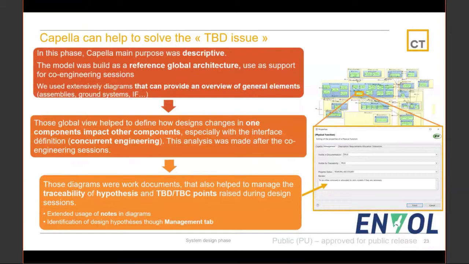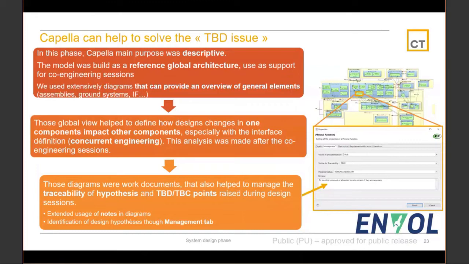The output at this phase was mainly the product breakdown structure, and there is also one asset of Capella that was very interesting for us. It's totally independent from the Arcadia methodology. It's really about the Capella tool. It's the fact that in Capella there are some filters embedded, and we found that it was a very useful tool for management of the model itself, more than the system for the model.